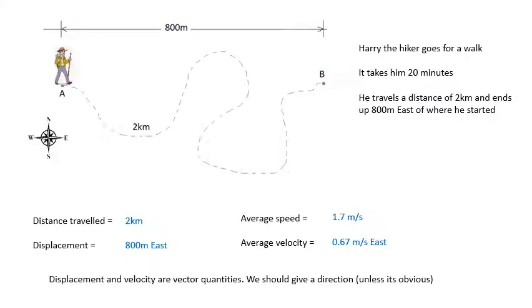Okay, displacement and velocity are vector quantities, and we should give a direction, unless it's obvious in the question what the direction is. For velocity, we should give a direction.